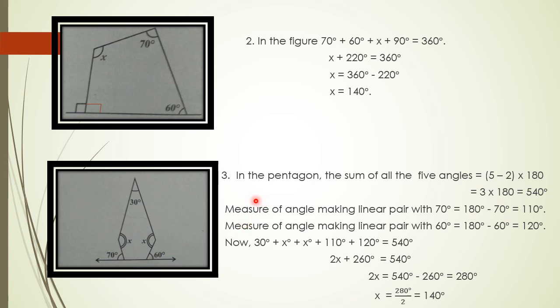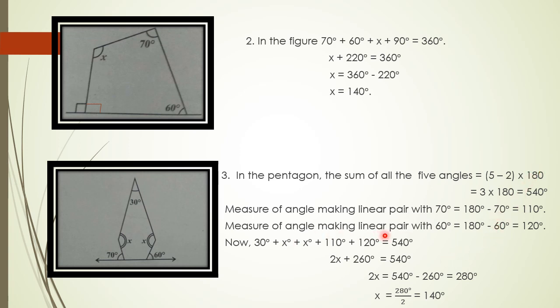Now the steps are: in the pentagon, the sum of all the 5 angles equal to 5 minus 2 into 180 is equal to number of sides minus 2. 3 into 180 is equal to 540 degrees. Measure of the angle making linear pair with the 70 degrees is equal to 180 minus 70 is equal to 110 degrees.